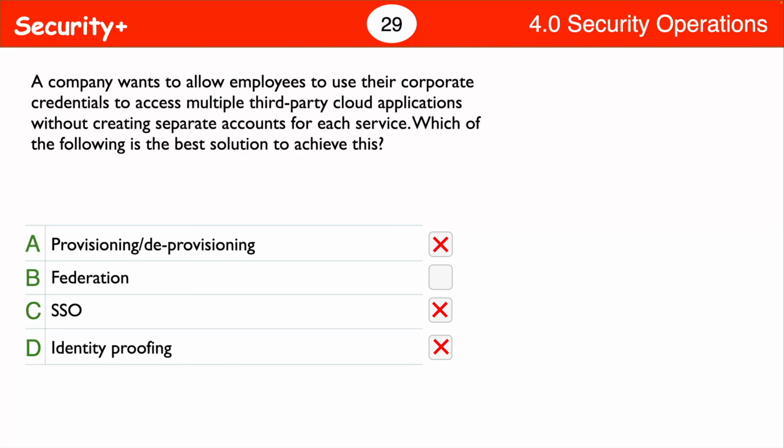I would like to mention that according to CompTIA, so a little tip here, a CompTIA tip, SSO refers to only within the organization. That leaves us with the answer, which is B, federation. And federation links identity management systems across multiple organizations. And that allows users to authenticate with their corporate credentials on third-party applications without needing separate accounts.